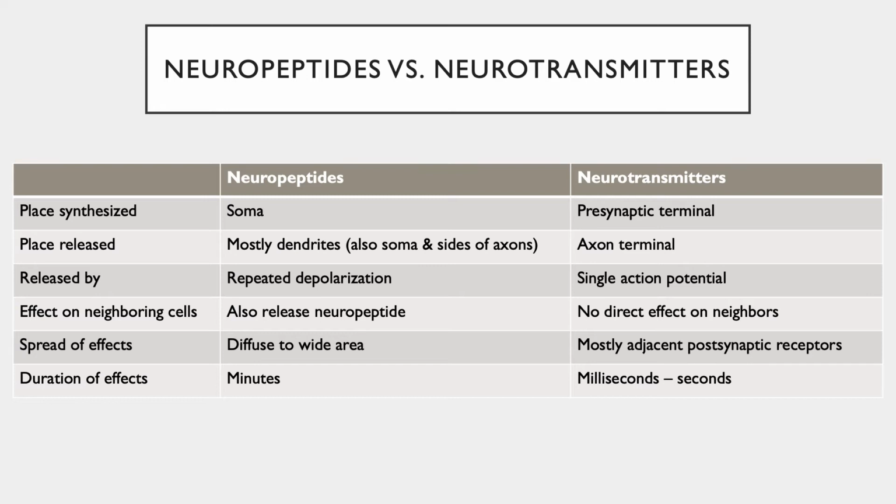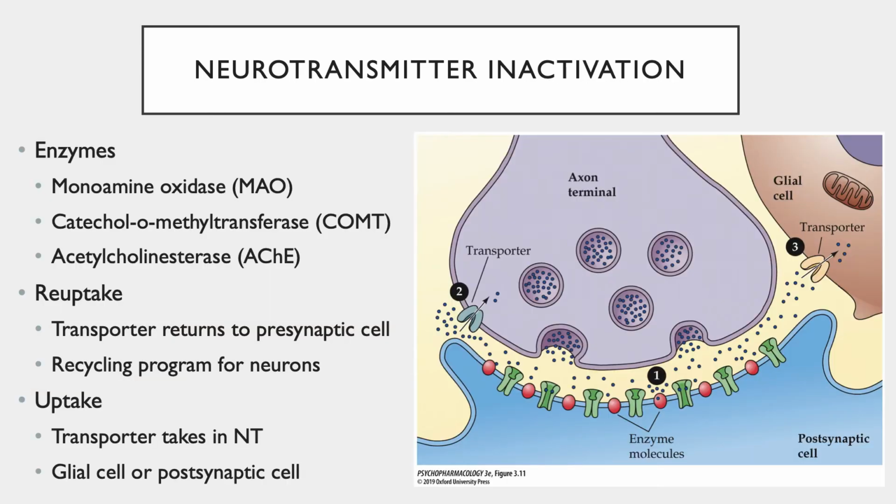Neuropeptides aren't released as often as neurotransmitters, but when they are, they're released in substantial amounts and tend to have substantial effects. Now that we've talked a little bit about how neurotransmitters are released, let's talk about how they're inactivated. First, I want to say that neuropeptides are not inactivated. They always diffuse away. There are three major categories of how neurotransmitters are inactivated: through enzymes, reuptake, and uptake.